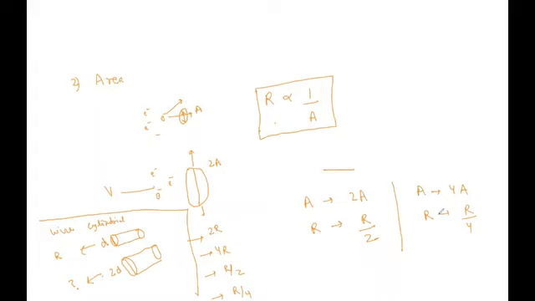It will become half. Resistance will become half, R by 2. Because resistance is inversely proportional to area. So the lesser the area, the higher the resistance. So if area is increased, then resistance will decrease. So what happened to area? Area becomes double, so resistance will become half.